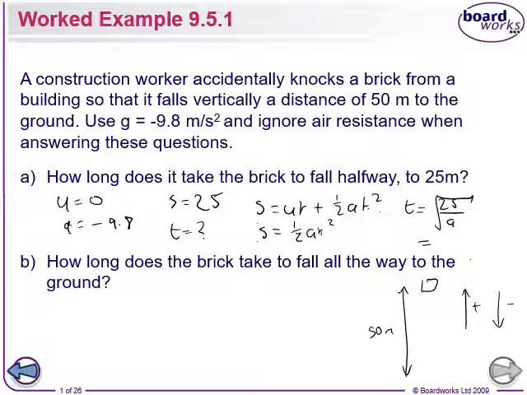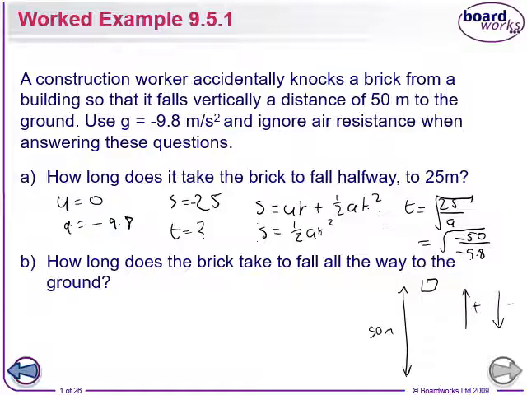So s is 25, so that is equal to the square root. Oh, I've made a mistake. That's going to give us a square root of a negative number. What have I done wrong? I've messed something up. S is negative. It is travelling downwards. S must be negative. Very good, Boren. Just seeing if you're paying attention. It was always on purpose. S is negative. So that gives us the square root of negative 50 over negative 9.8.